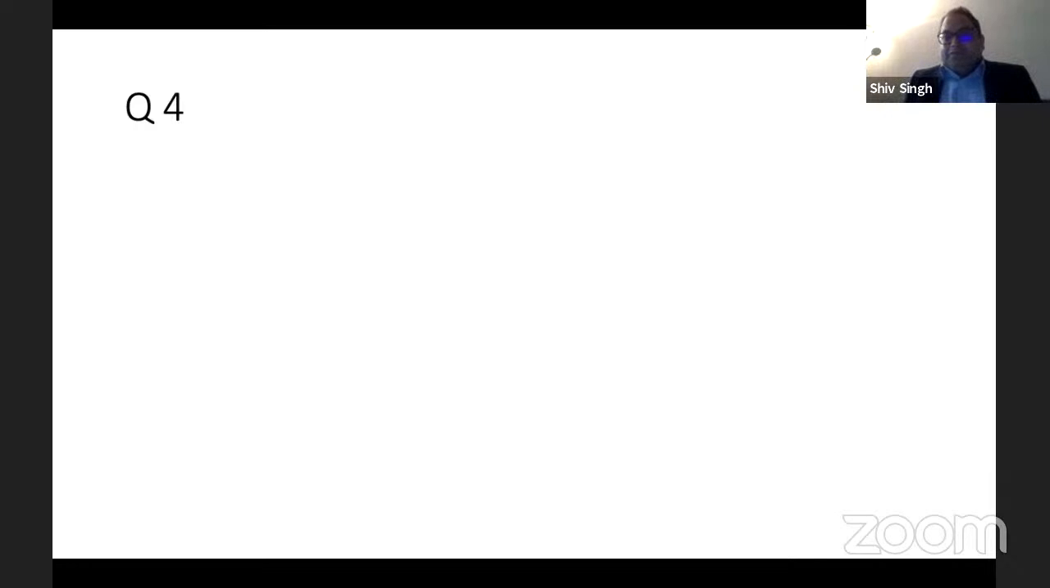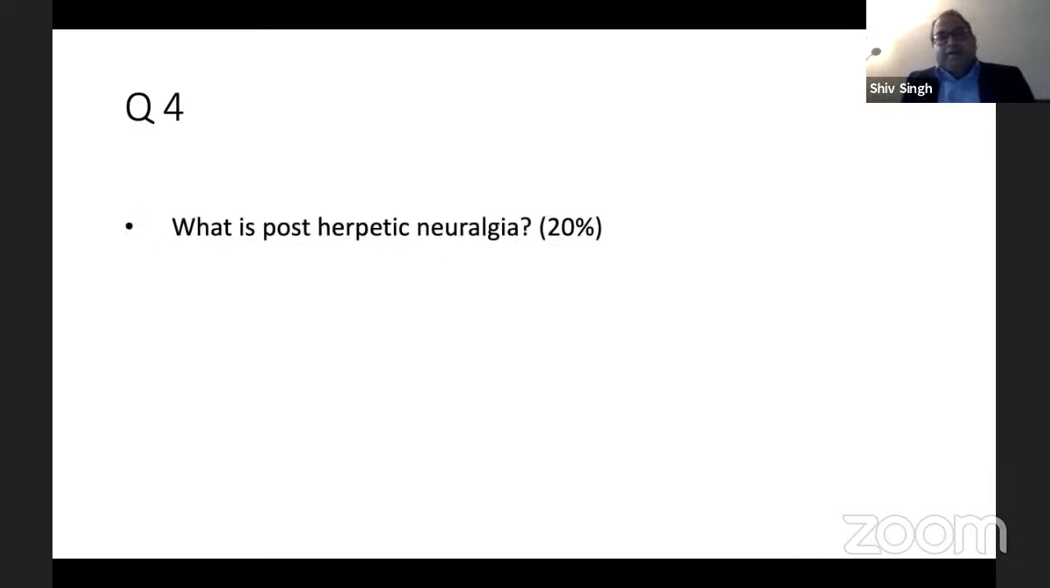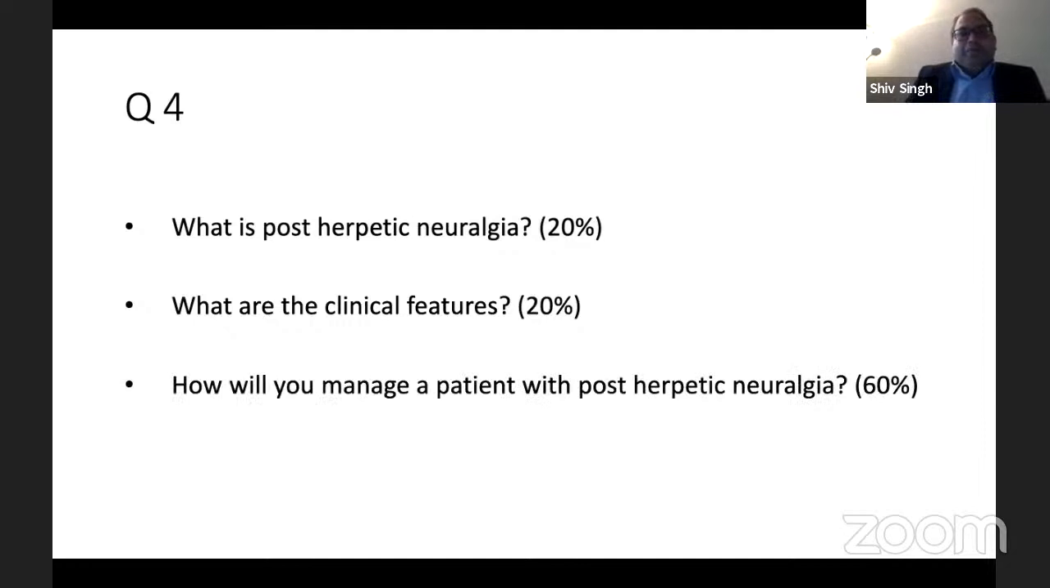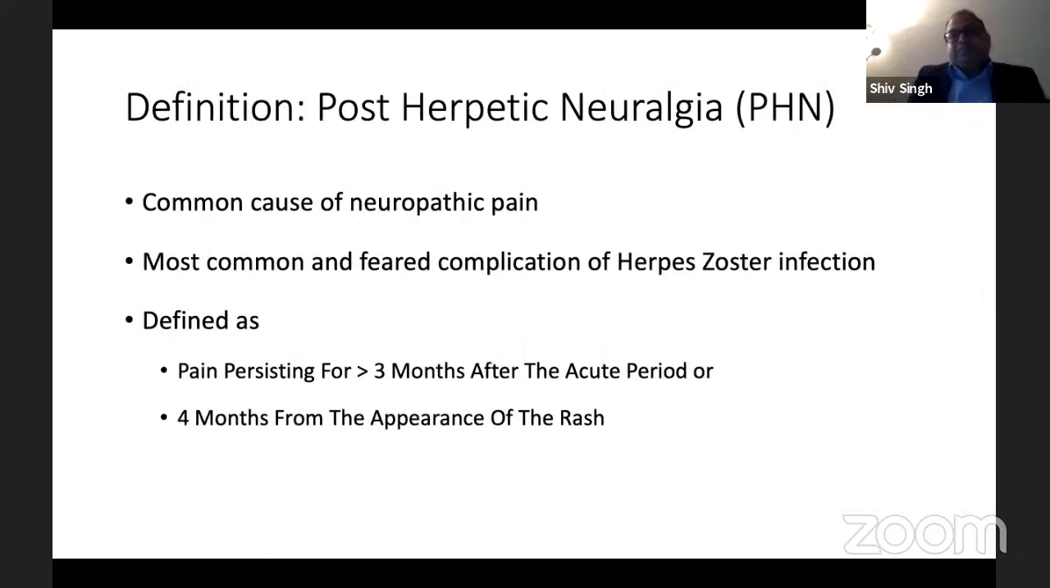Coming to question number four, and this is about chronic pain, about post-herpetic neuralgia. So what is post-herpetic neuralgia? What are the clinical features, 20% each? How will you manage a patient with post-herpetic neuralgia? It's 60%.